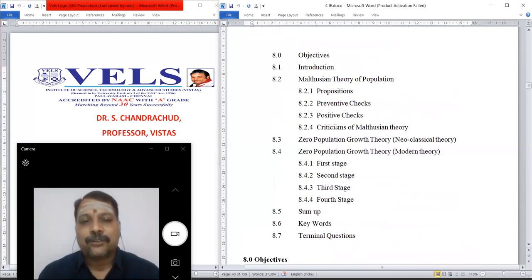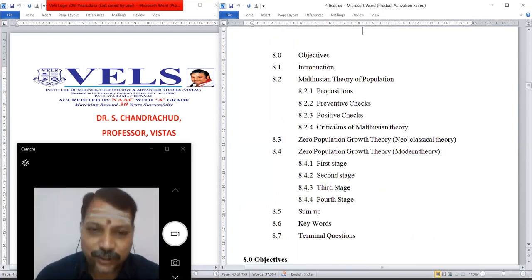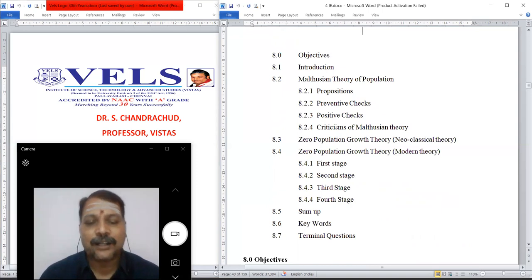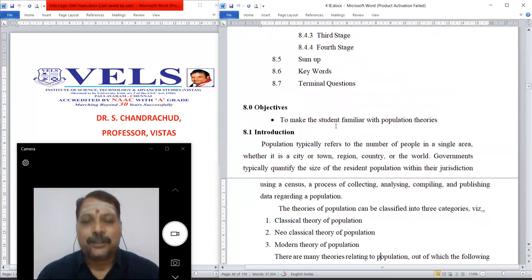There are three different theories. One is the traditional theory, the Malthusian theory of population, and the neoclassical theory is also there. It is called zero population growth theory, and the modern theory, the modern version of the same zero population theory, that we have to discuss today. Let me start the class.